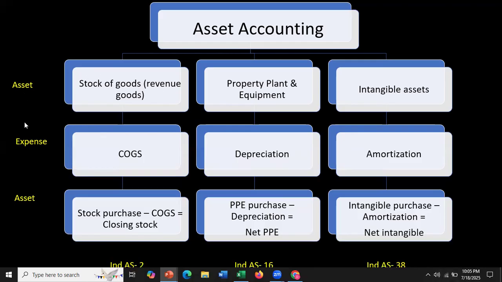Though all these are assets and some more assets like investments and others will come into the picture, all these assets are measured through the respective accounting standards. That's not the focus of this session, okay? For each of these items, asset and respective expense, the respective accounting standard will become the focus of our conversation as we move along.